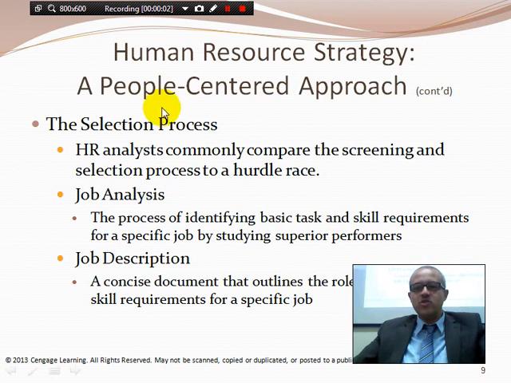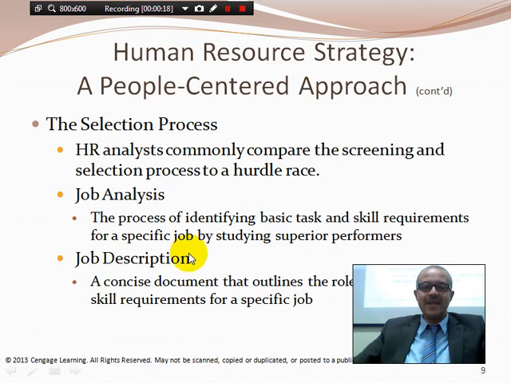To continue with human resource strategy, the people-centered approach, and the selection process: HR analysts commonly compare the screening and selection process to a hurdle race. So you need to get the best people.